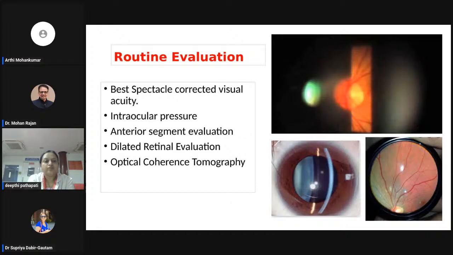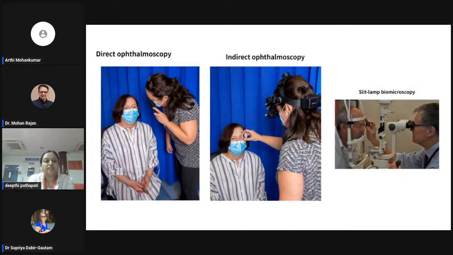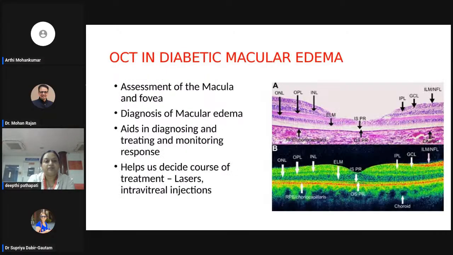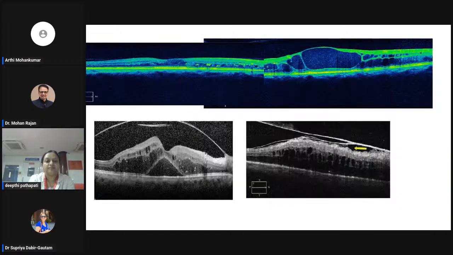Now, retinal evaluation can be done with direct or indirect ophthalmoscopy and slit lamp biomicroscopy using a 90D lens. The special investigations include fundus fluorescein angiography, optical coherence tomography angiography, and ultrasound B scan. OCT in diabetic macular edema helps in assessment of macula and fovea. It helps with diagnosis of macular edema, aids in diagnosing, treating, and monitoring the response. It helps us to decide the course of treatment, lasers and intravitreal injections.